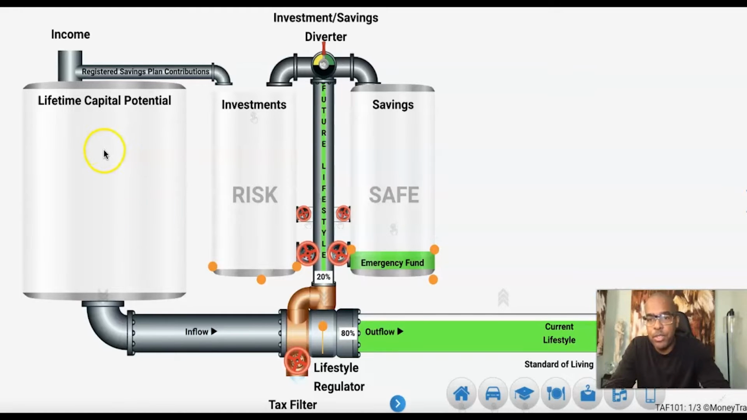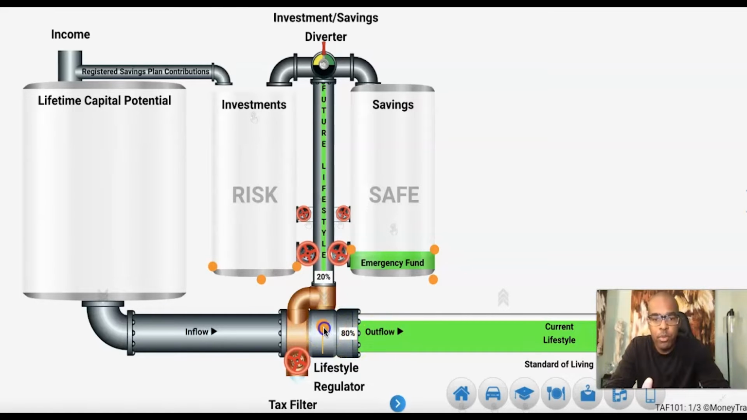So essentially what happens is the money comes through here, the lifetime capital potential goes right here. That money hits the tax filter, and then one of two things happens. Part of those funds either goes into the future lifestyle, which we're going to say is a savings or investment account, or it goes into your current lifestyle. That's just current expenses that you have, your bills, entertainment, etc.